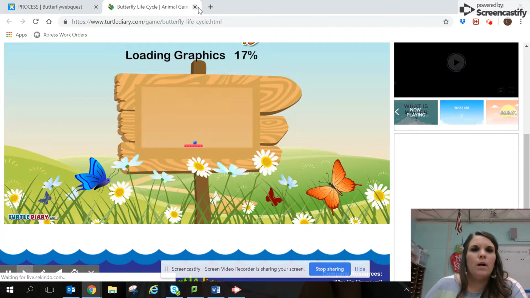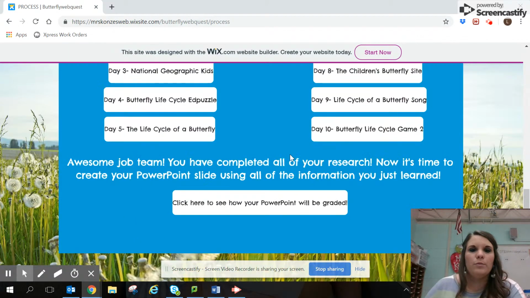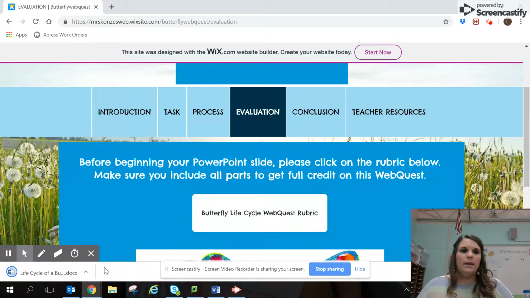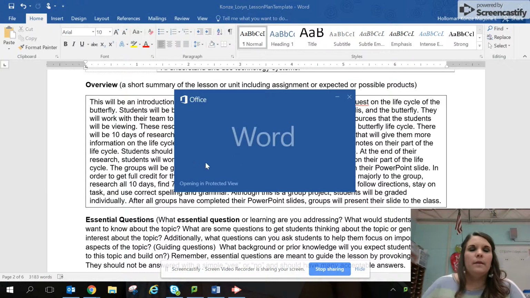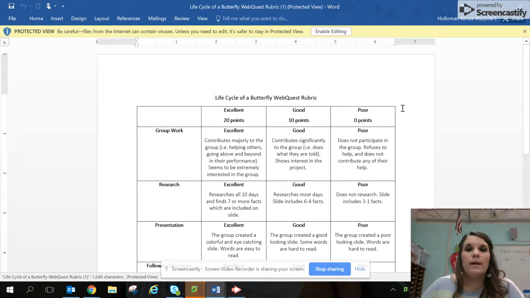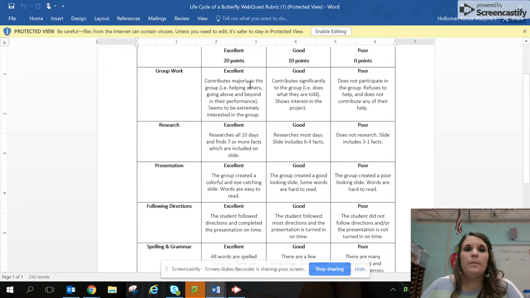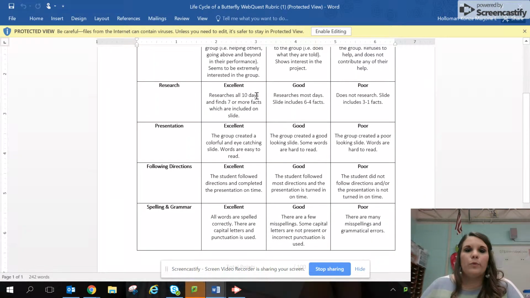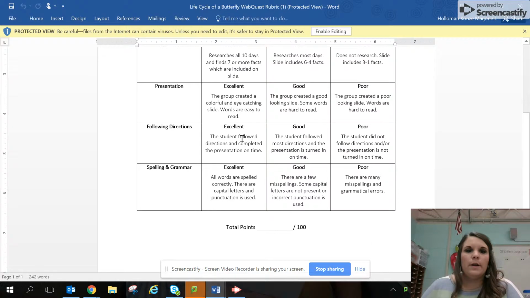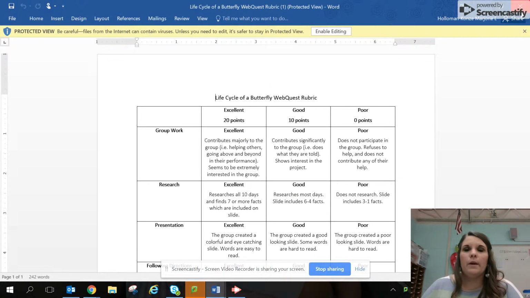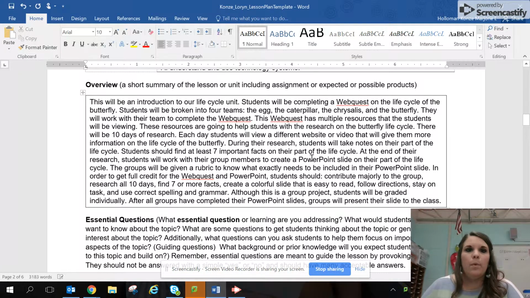and it went through the life cycle, and they could play and move objects around and all. Now that they have completed their research, the rubric was embedded into the WebQuest, so that they would know exactly what they would be graded on: group work, research, presentation, following directions, and then spelling and grammar. So there was no question on what they were going to be graded on and how many points it was worth.